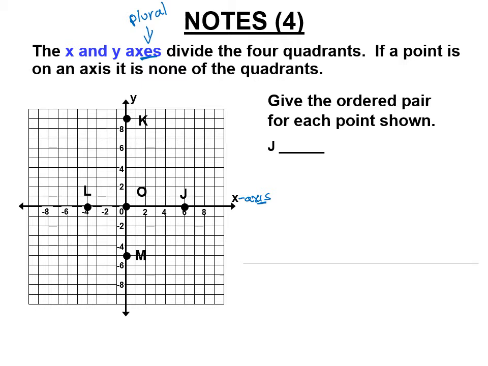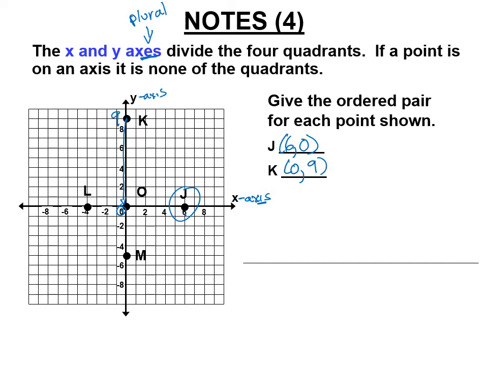So tell me where J is. Let's start with J. J is at 6, 0. Because the X is 6, it's right on top of that, and you have to go back and get the 0. We don't write 2 zeros there. That 0 is for both the X and Y axis. So for J, X is 6 and Y is 0. For K, where is K? K, you have to go down and get the 0 first. And then the Y coordinate from the Y axis is 9.